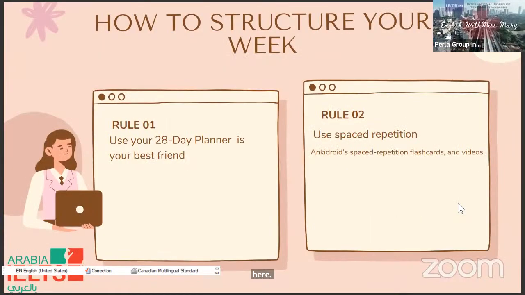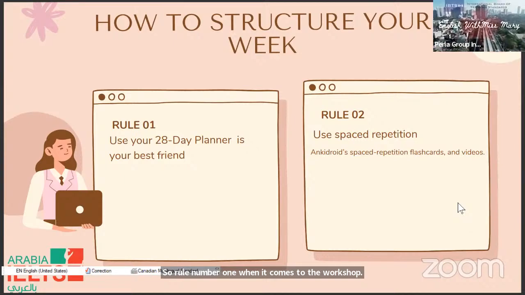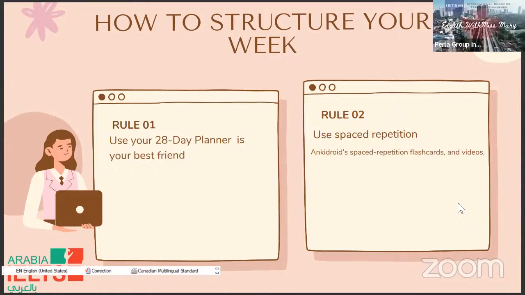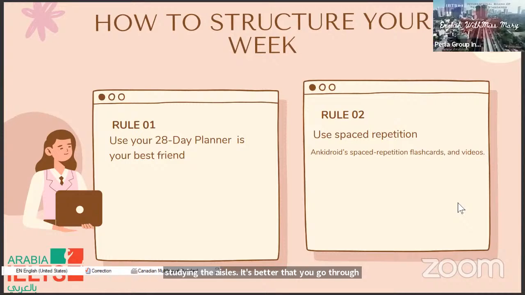All right. So rule number one, when it comes to the workshop, really go through it day by day on your planner. Because studying tends to be boring if you do the same thing every day, you can maximize your results when it comes to studying for the IELTS. It's better that you go through the plan that I put together for you day by day. And I will upload today's on the dashboard on Google Classroom, and you'll see exactly what you're going to do on day one.